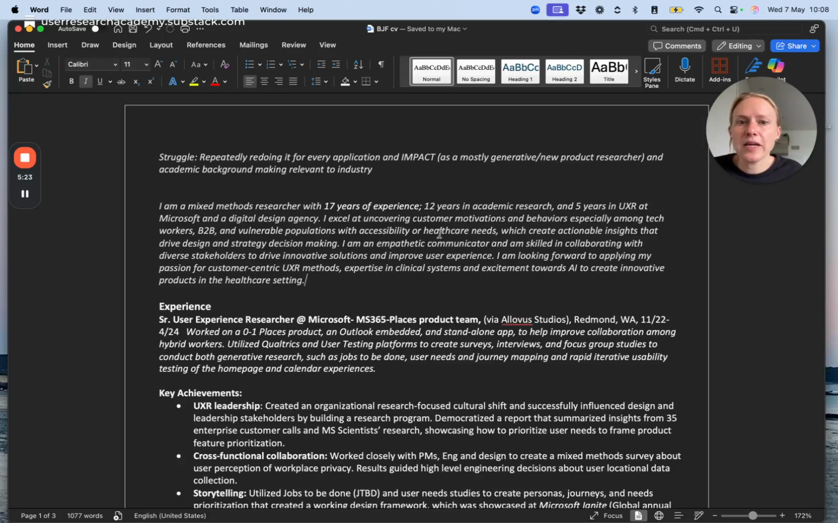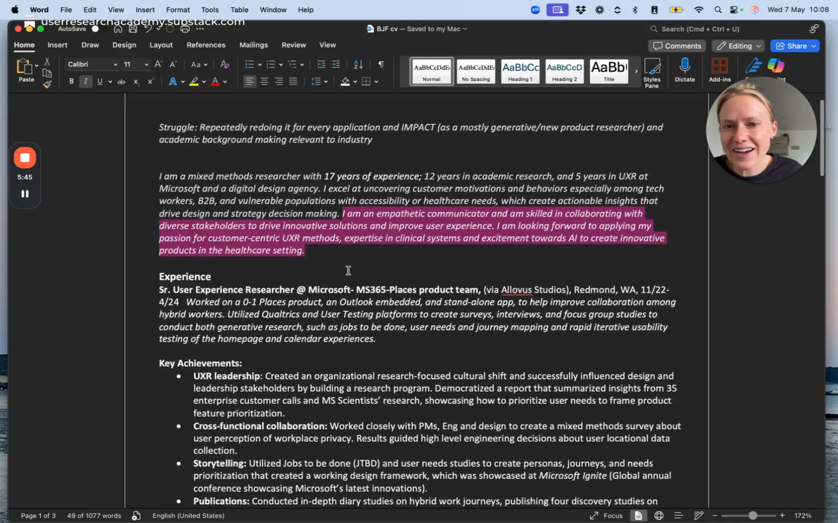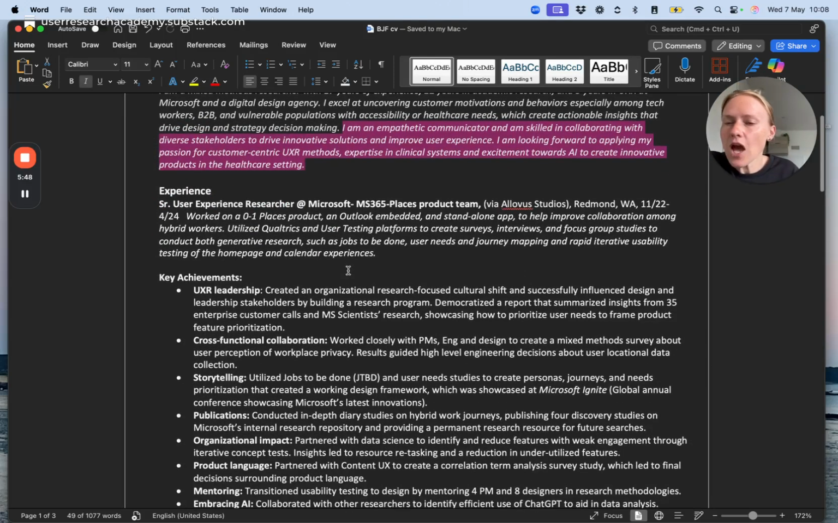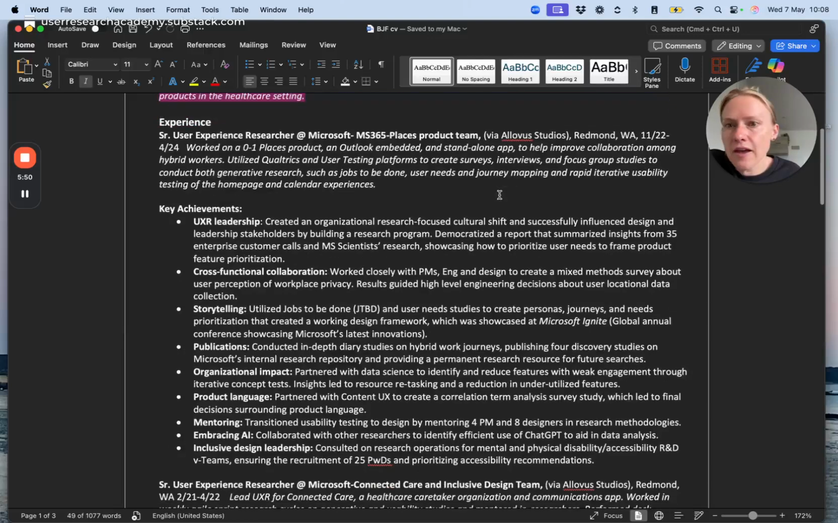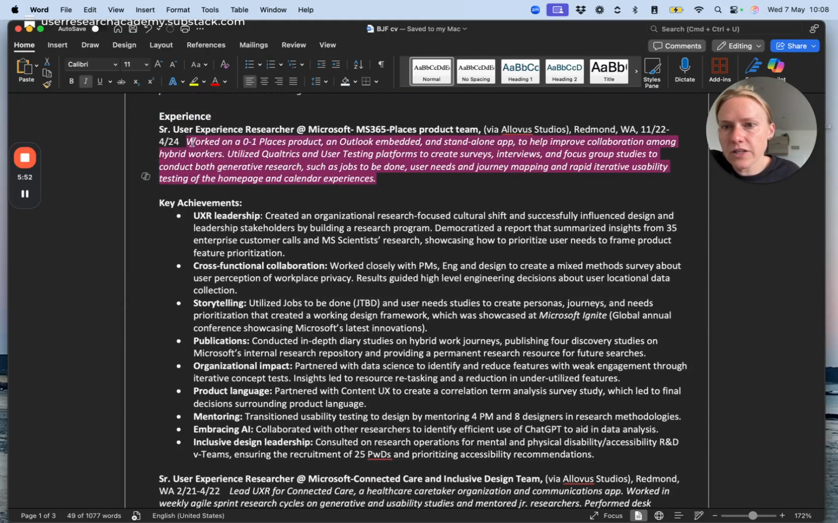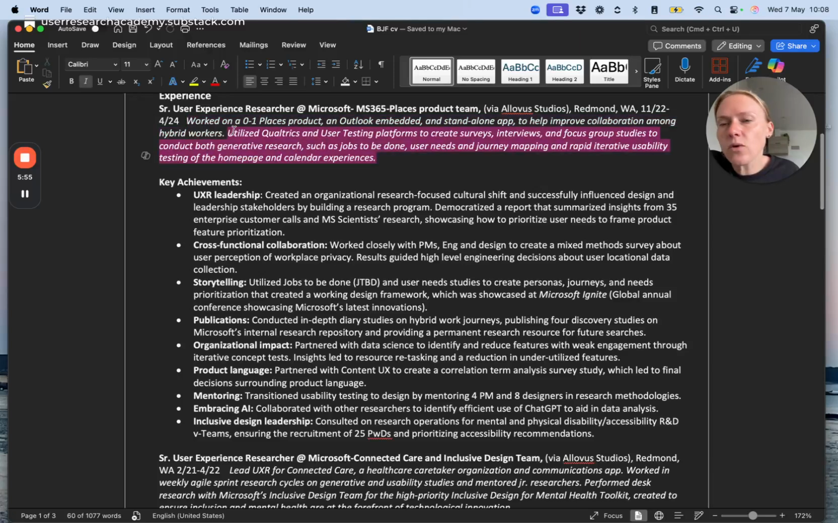So this could be interesting if you are a specialist with vulnerable populations and accessibility or healthcare, especially if you want to stay in that space. That's when this could be helpful. But all of this is not really worth it, and just takes up space. I would take out all of this. The only thing that needs to be here is the bullet points.